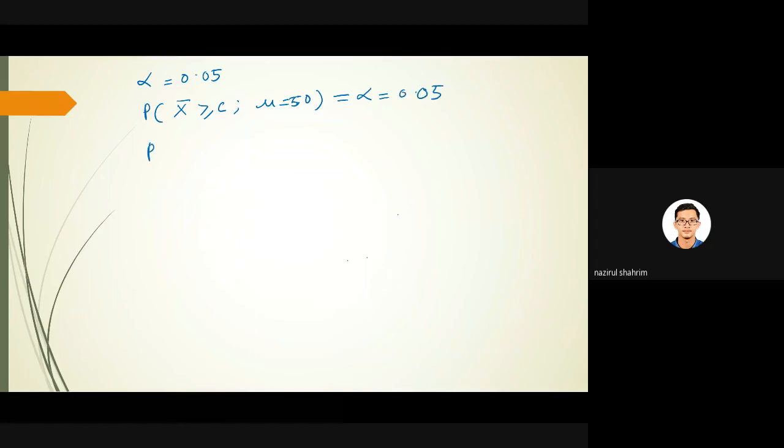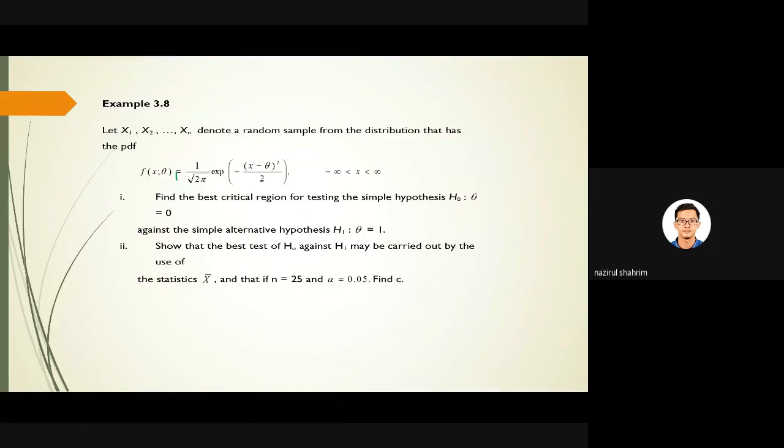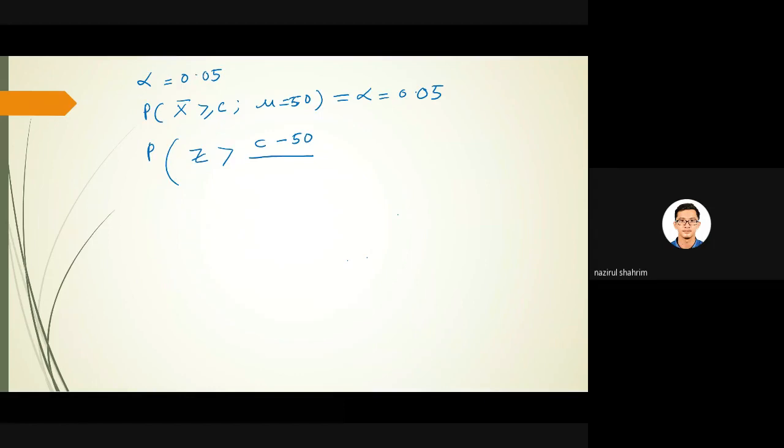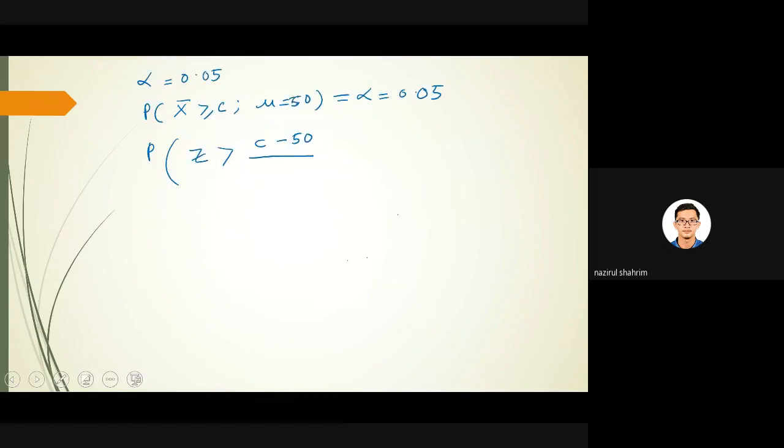Okay, standardize. So you need to change to Z. So C minus, sorry, you want to find C. C minus 50, divide by square root of sigma square divided by n. Your sigma square is 36, your n is 16. Okay, sigma square divided by n, so 0.05.